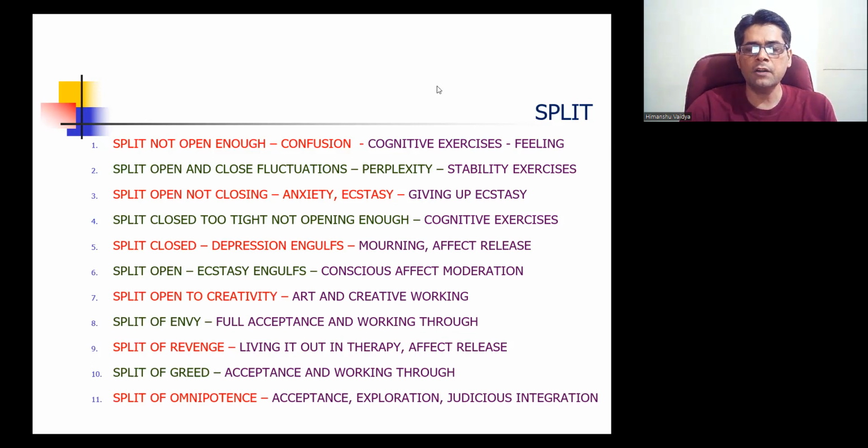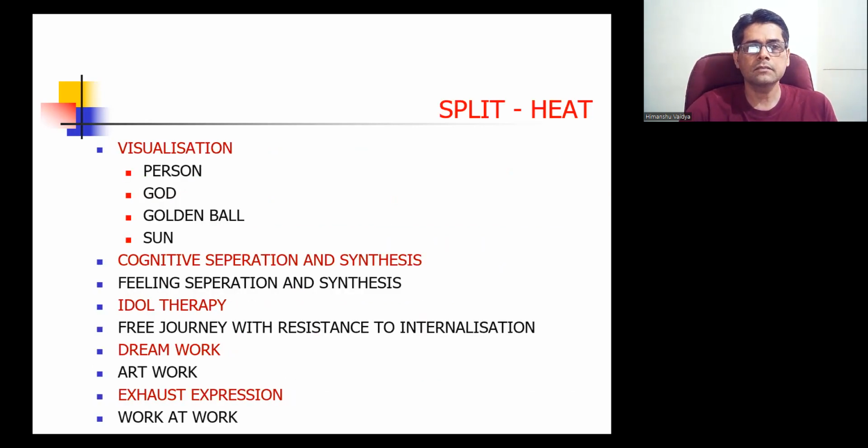Now let us look at the heat way, additional heat tools and techniques. What would we do additionally in heat? The first is visualization of a person, God, a golden all good ball, or all good sun. And this visualization of an all good object is very necessary in many cases, to internalize it, so the closure of the split becomes facilitated.